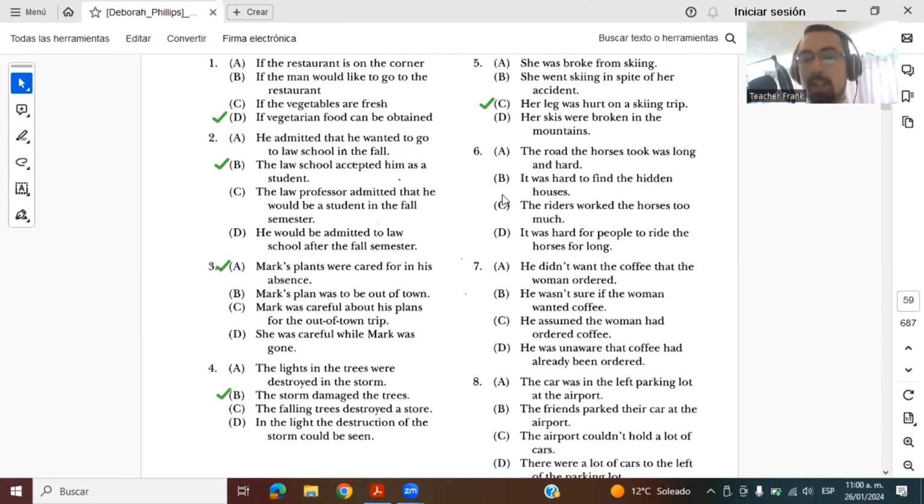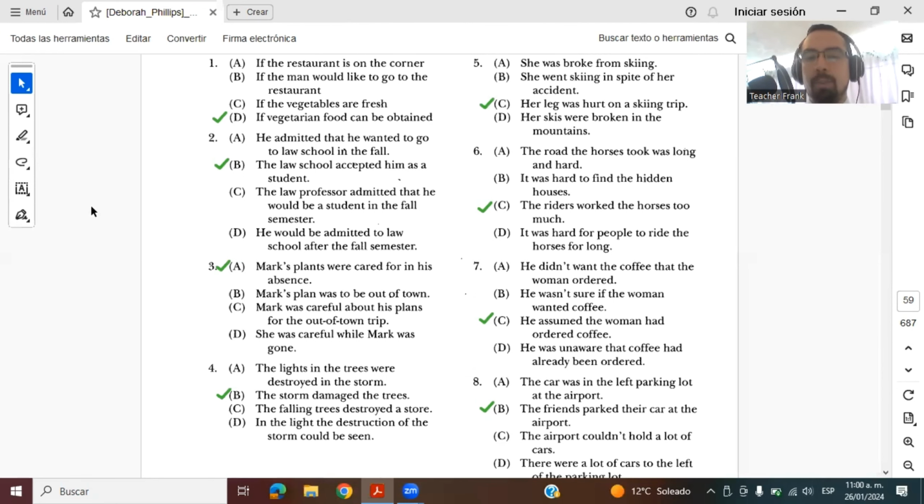Number six is also C. The riders worked the horses too much, so the horses were ridden, right? The riders rode or worked the horses too much. Number seven is C. He assumed the woman had ordered coffee, right? He thought the woman had ordered it. Number eight, B. The friends parked their car at the airport, okay?